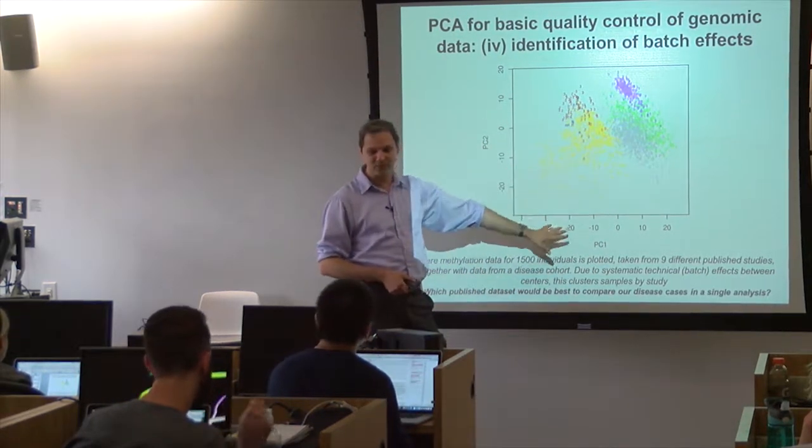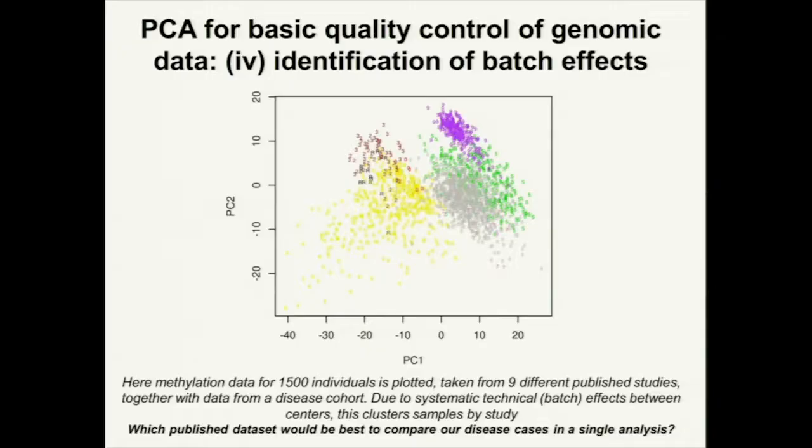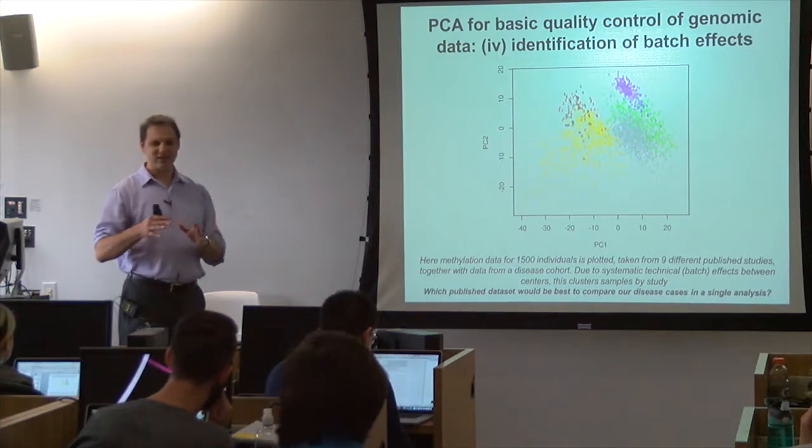Again, no idea what these principal components are, but you can see that the gray samples basically have 0 overlap with the yellow, have 0 overlap with the purple. Some of the other batches overlap to some extent. But it's telling you there are fundamental differences in your data that vary batch to batch.